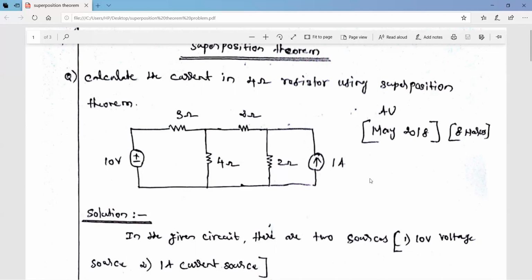So it's a very important question. Okay, in some problems they may give 2 voltage sources or 2 current sources, or a combination of 1 voltage source and 1 current source. Anything. So for any problem we will solve in this method.